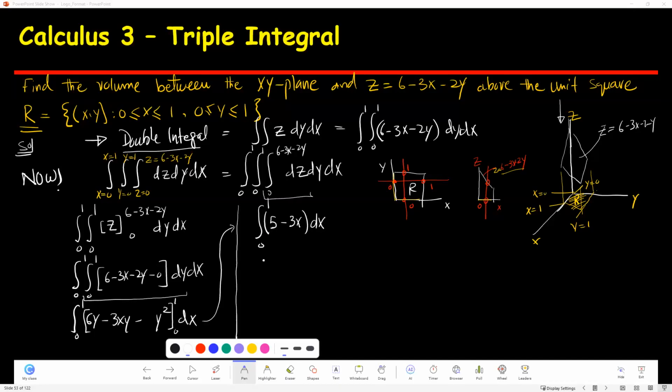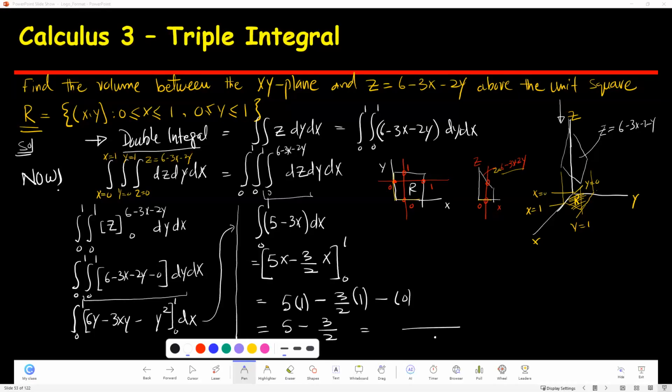Let's do the last integral, the third integral, so we can get the answer. It's going to be 5x minus 3 divided by 2 x squared, and the limit is 0 to 1. Let's substitute the limit: 5 times 1 minus 3 by 2 times 1, minus 0. It's going to be 5 minus 3 by 2. If I solve this, 10 minus 3, so 7 over 2 is my answer.